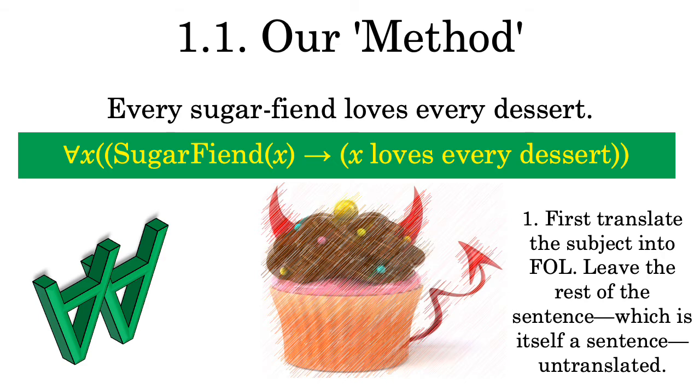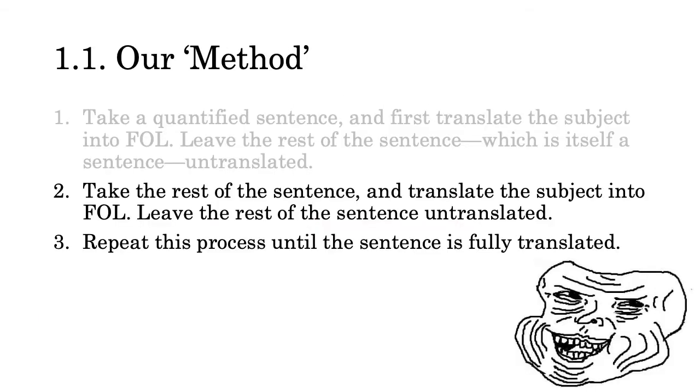So the subject of this sentence is every sugar fiend, and we, in fact, translated that into first-order logic first. Because it's a universal statement, we know that we have to use a conditional, so we use the arrow, and then you see that the remainder remains untranslated. X loves every dessert, and that is itself a sentence for all practical purposes. Okay, and then the process just basically keeps on repeating itself.